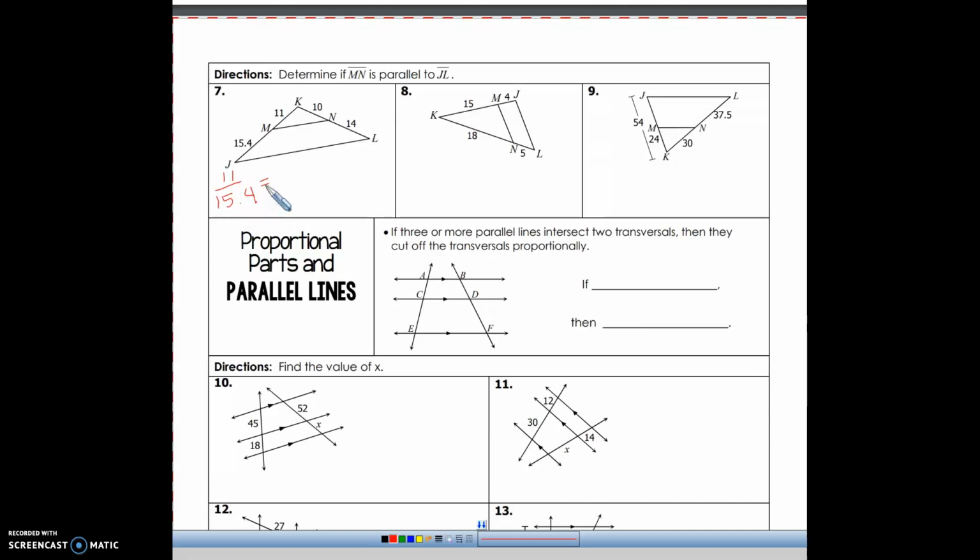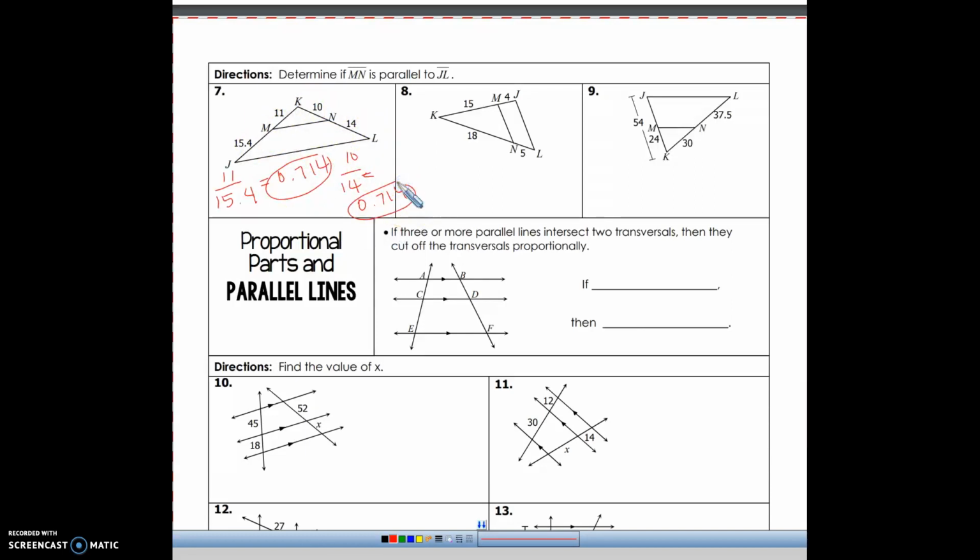I'm just going to take my calculator and divide it. And that is about 0.714. And now I'm going to try this one, 10 over 14. If I plug that into my calculator, I do get 0.714. I get the exact same thing. So are these sides proportional? Yes, because they have the same ratio.